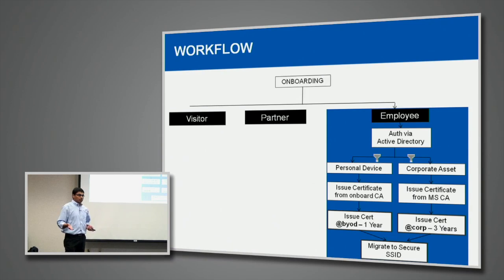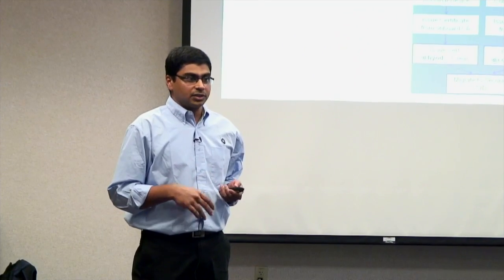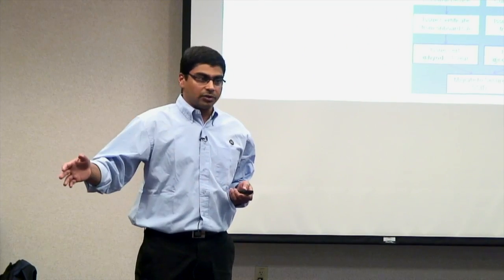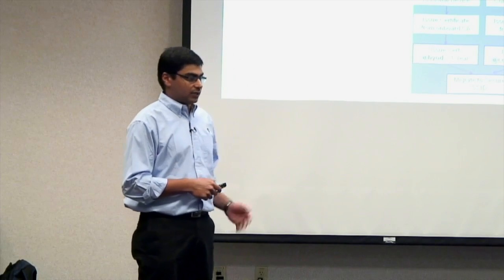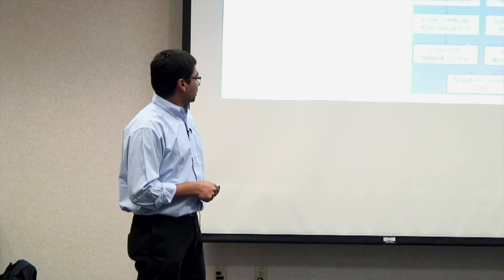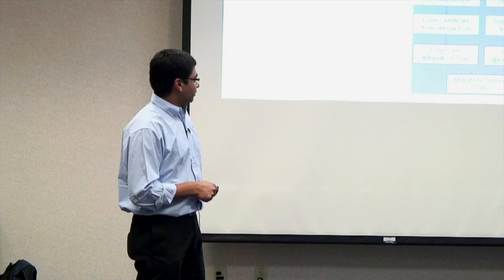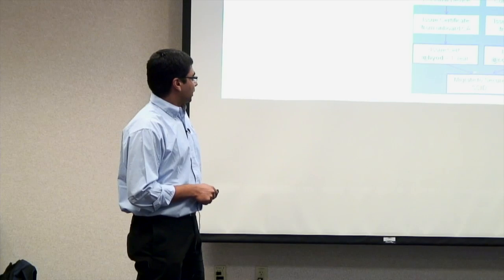So if you have an existing PKI infrastructure, and the user went through that workflow, he'll end up with a certificate from Microsoft CA, right? And that could say it's valid for 3 years, with a different realm on the certificate. But if it's a personal device, then we could issue a certificate from Onboard CA. A lot of our customers didn't want to use the license on their Microsoft CA, so they ended up using our Onboard CA PKI for issuing certificates. And then the device ends up getting a BYOD certificate, say for example 1 year, okay? And then they migrate to the secure SSID.